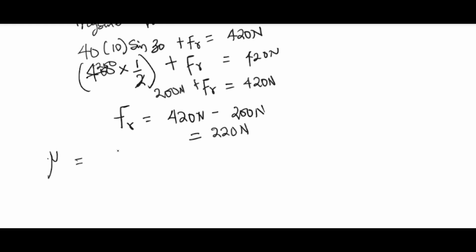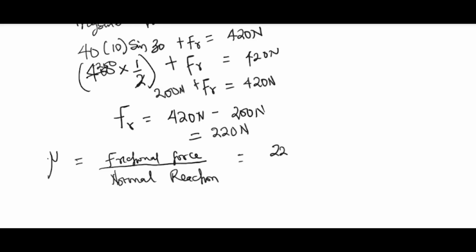So the coefficient of friction, rather, is the frictional force over the normal reaction. That's our R. Normal reaction. And that is equal to the frictional force. We've gotten it to be 220 Newton all over the normal reaction. And that normal reaction is equal to mg cos theta. Do you remember? Good. So what's our m? The mass is 40 times 10 cos 30, right?